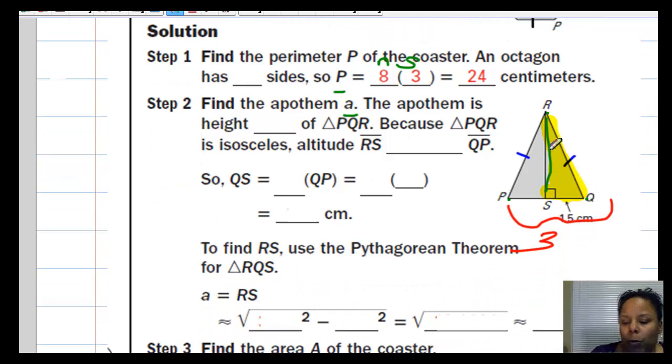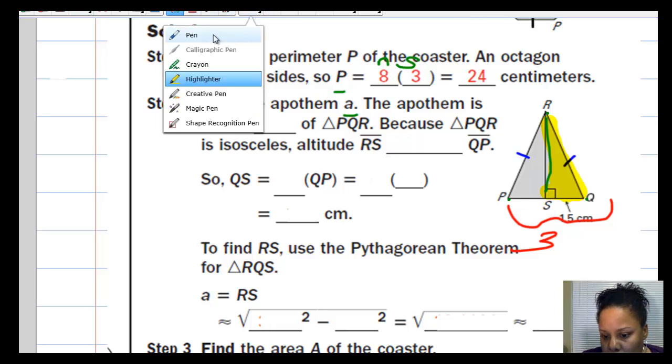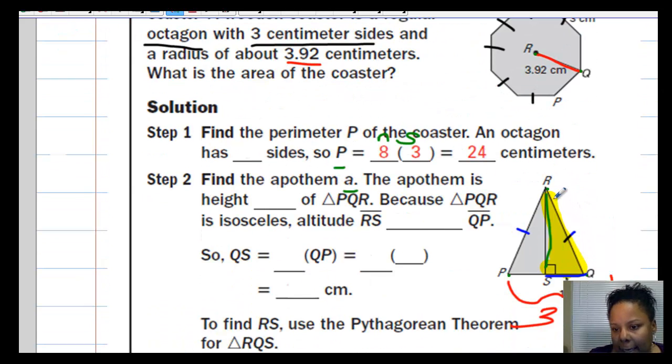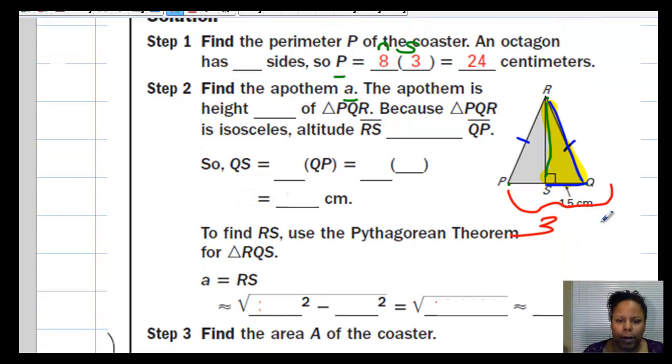So now, in order to figure out the apothem, we have to decide which strategy we want to use to find the unknown side length. Well, we know that this part of this triangle is 1.5 centimeters because it's half of the side length. And they told us in the problem that the radius is 3.92. So we know how long that side length is. So it makes sense that we can use the Pythagorean Theorem. So what we're going to do is, just FYI, RS is the apothem, and the height of the triangle PQR.